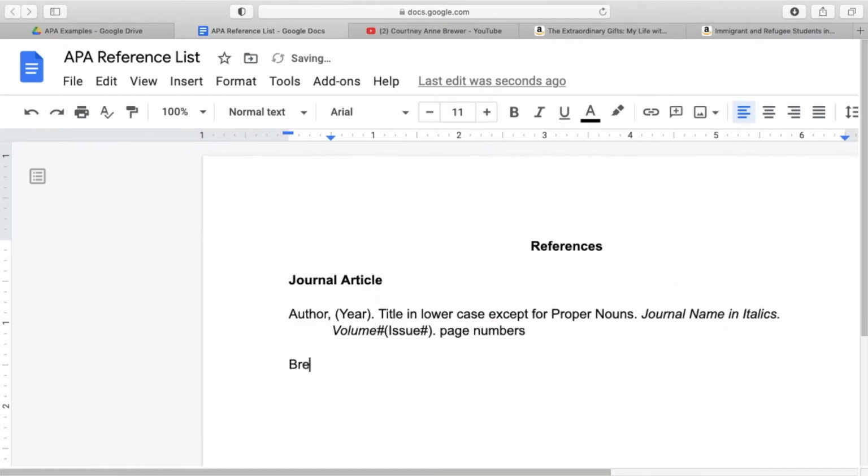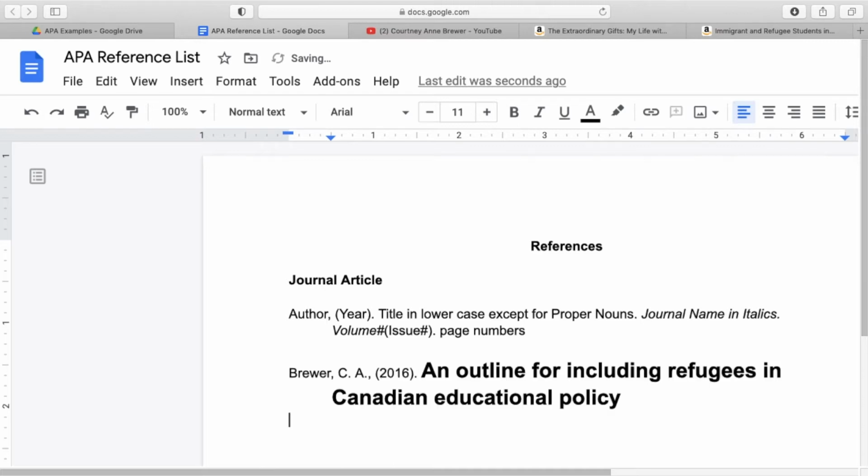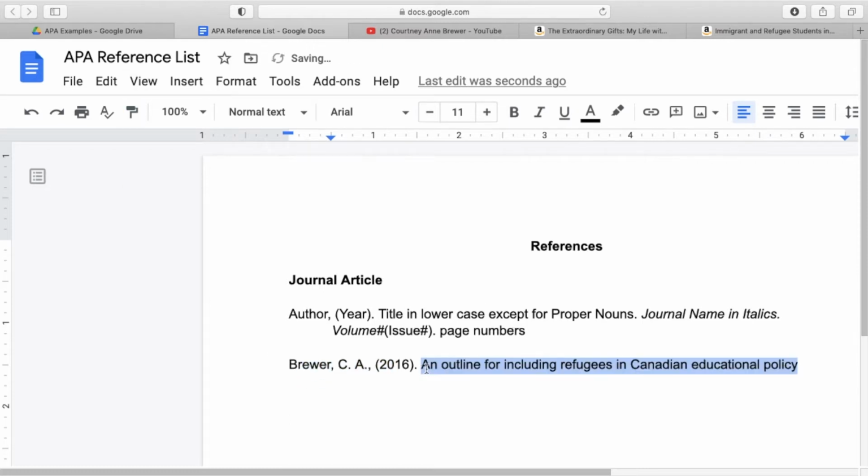So I list my author by the last name and then the initials that are given. So in this case, Brewer CA, Courtney Ann Brewer. And then the year is 2016. The title is in lowercase, so you capitalize the first letter. And if there were to be a colon, you would capitalize the first letter after the colon. But you're not going to use title case. You would only capitalize if there's a proper noun in it, like the word Canada or something like that.